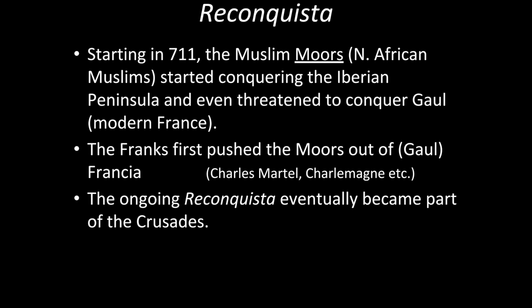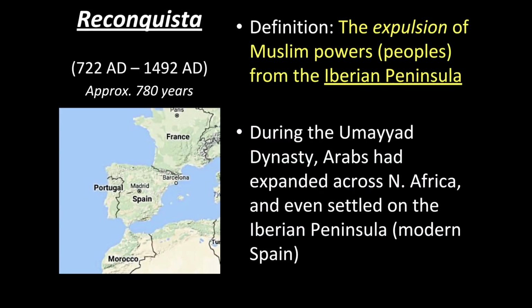And this ongoing Reconquista literally translates to reconquering. They're reconquering the area, the territory. And it starts in 722 AD, and it goes approximately 700 years to 1492 AD. So lots of kingdoms change within that time period. But for that entire time, they're trying to remove Muslim powers from the Iberian Peninsula.